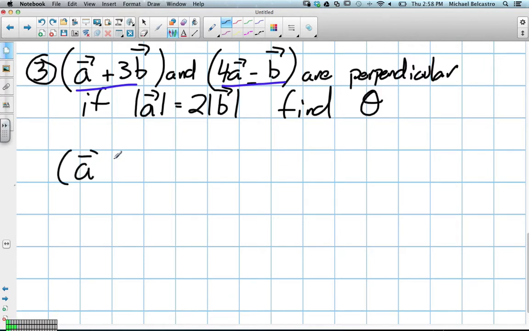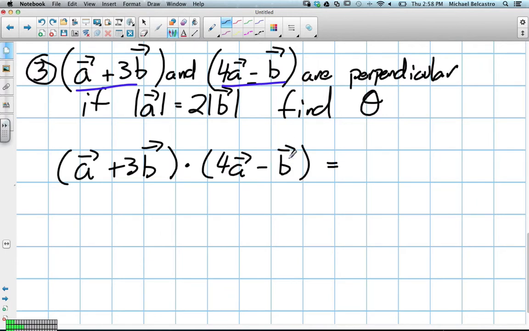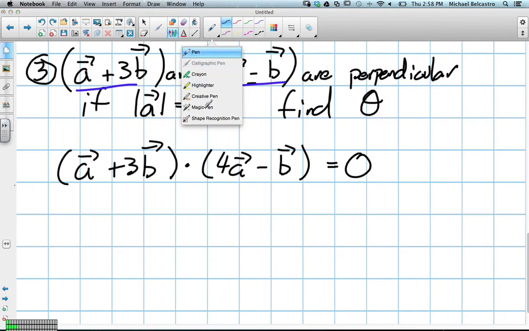And the reason we're going to use dot product is it's going to help us, because if these two are perpendicular, what's the dot product of this vector and the second one? That's right. So we know the dot product of the two is going to be equal to 0 in this case.